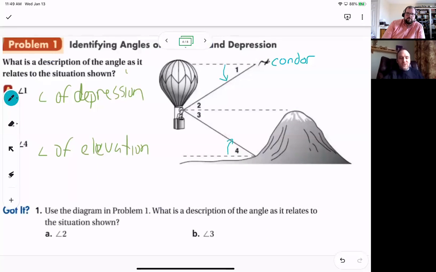Okay. What is the description of the angle as it relates to the situation shown? So angle 2. Is angle 2 an angle of elevation also? Well, this person is looking at the mountain and then has to look up to the condor. So I would say that's an angle of elevation. And then is it an angle of depression, number 3? Well, if they're looking at the horizontal and then depress their gaze to look at the base of the mountain, that would make sense to me. You say depress their gaze? Well, that's what it means, to lower your gaze. Yes, I agree.